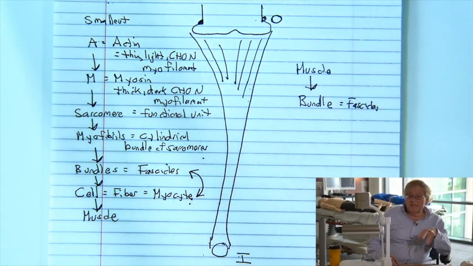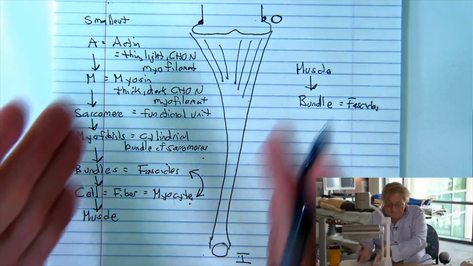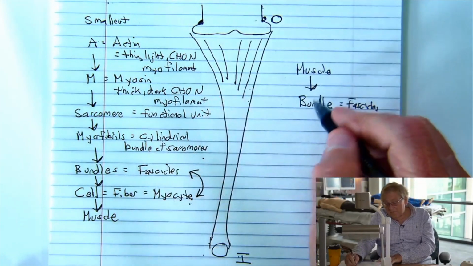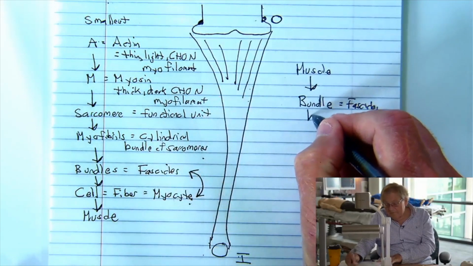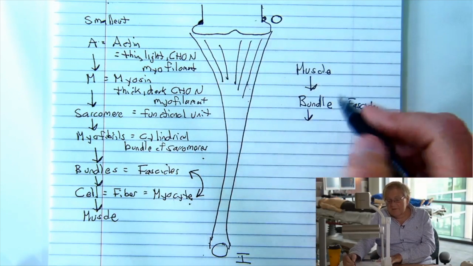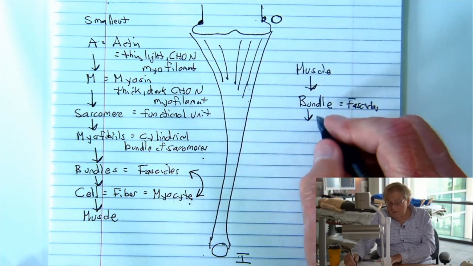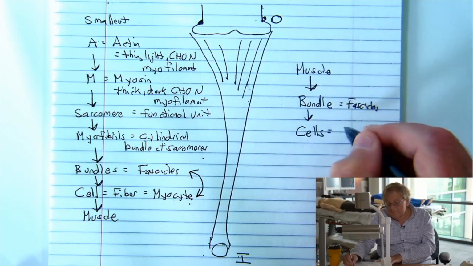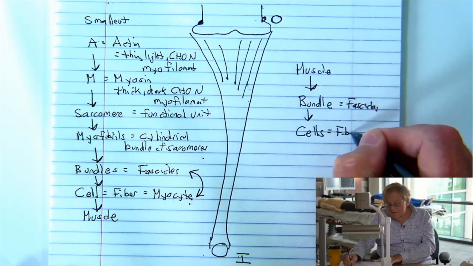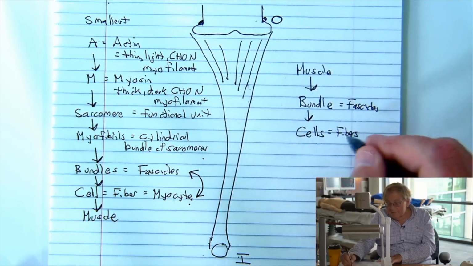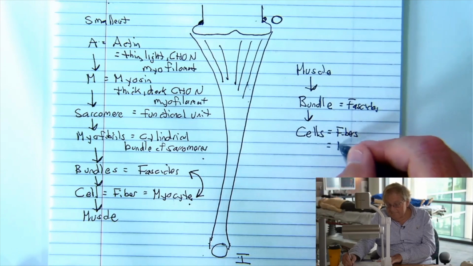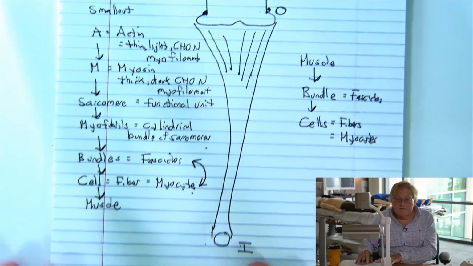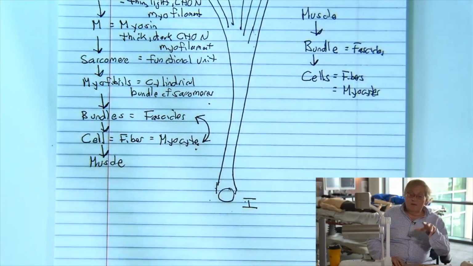And then I'm going to take these bundles, because this muscle has bundles. Therefore, the next smaller structure making up each of these lines here are going to be what are called cells. And the cells are going to be fibers. And the fibers are going to be myocytes. So it's a little confusing because it all depends on the muscle.